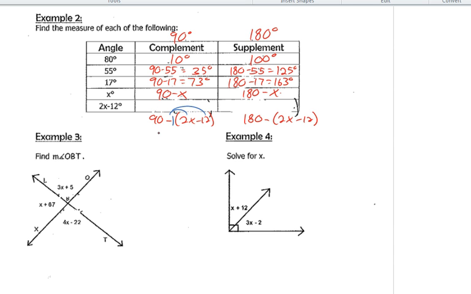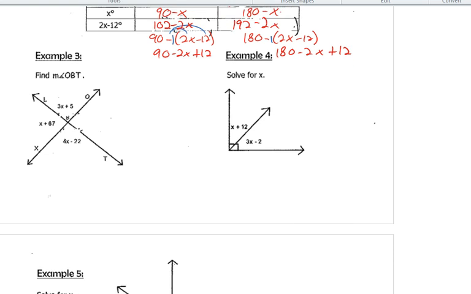Actually, let's write it down here. 90 minus 2x plus 12, or we would say that's 102, add up 90 plus 12 minus 2x. And same thing here, we're going to go ahead and distribute like a negative 1 in. 180 minus 2x plus 12, so you're going to have 192 minus 2x. Okay, same idea, just simplify at the end. You're subtracting in your head, put a little algebra in there, not too bad.